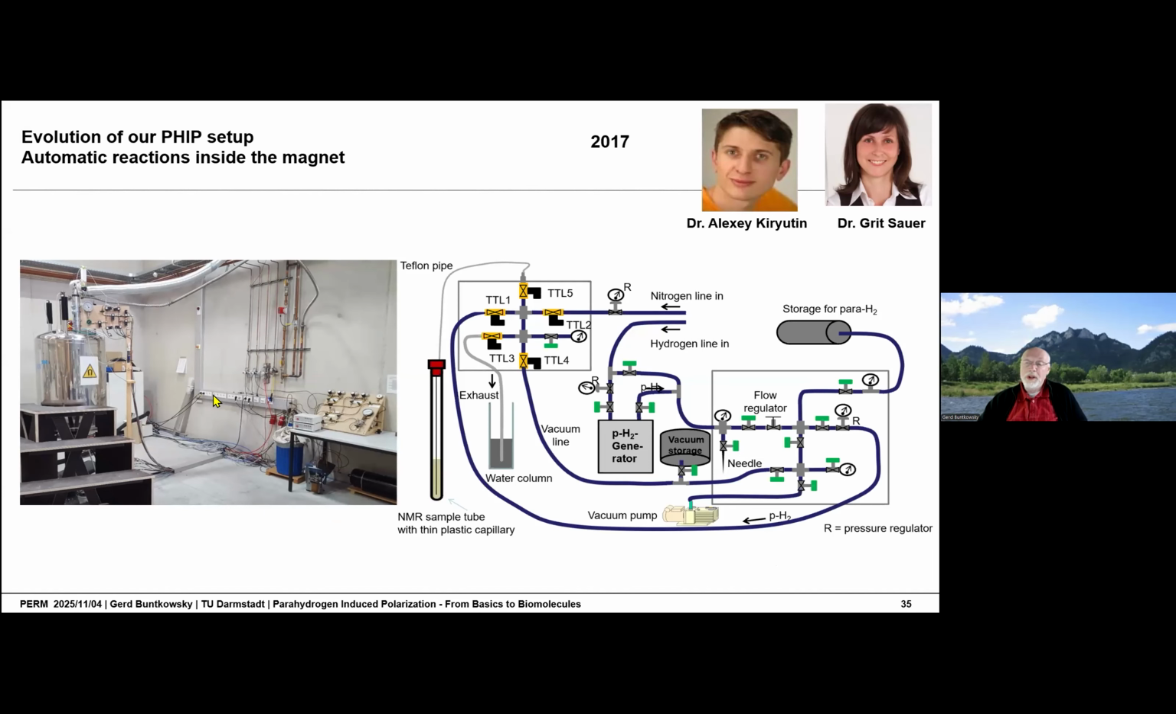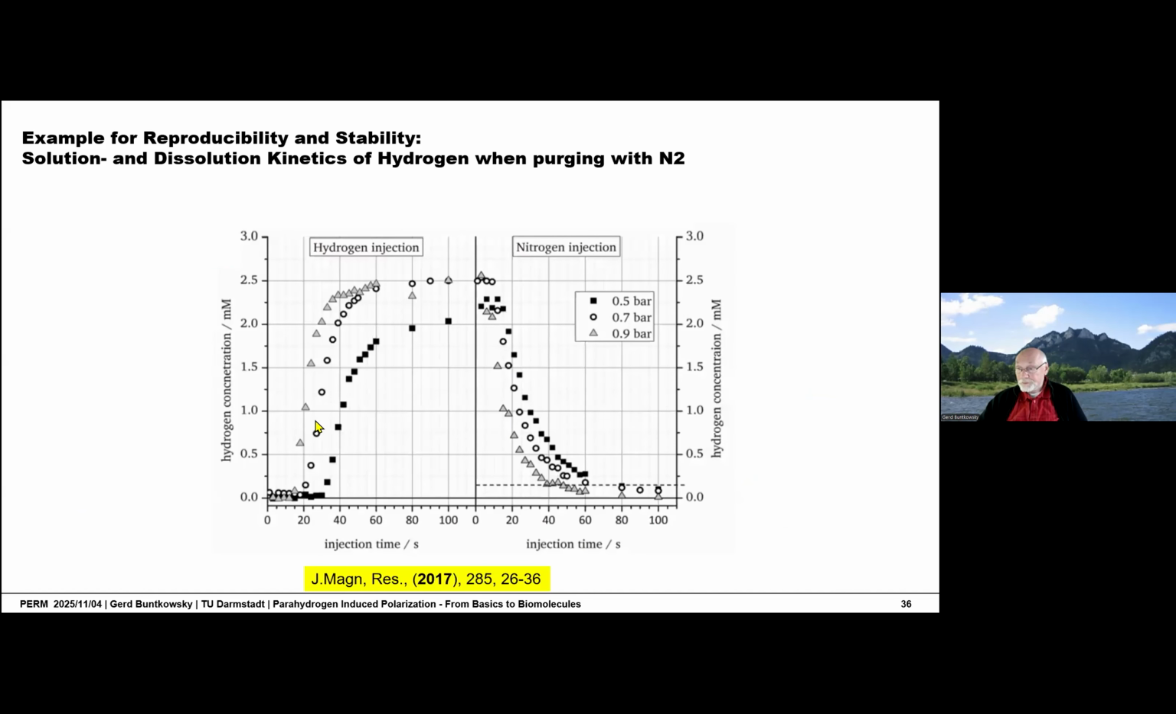So what you're seeing here are electronic valves which are open and closed, gas flows. These are control units, and the whole thing is controlled by a computer. And you still see our bucket here for creating the parahydrogen. And with this setup, we were able to have a reproducibility of about 1 to 2%, which is much better than the 30% or worse, which we had with the previous handshaking setup.